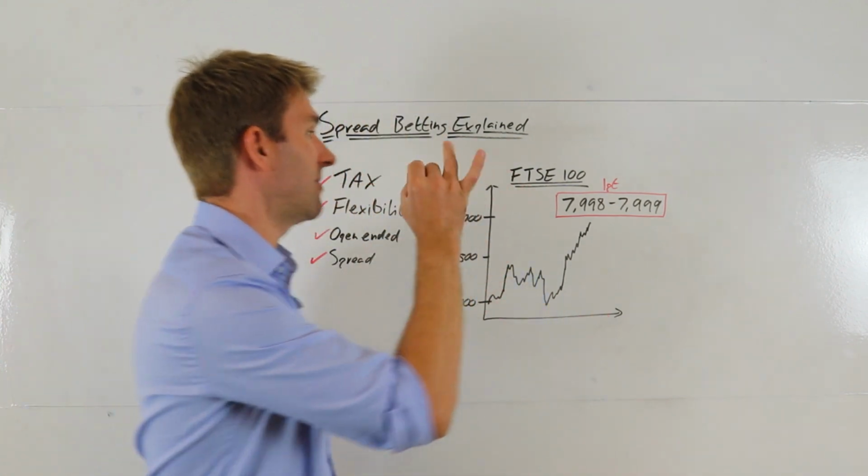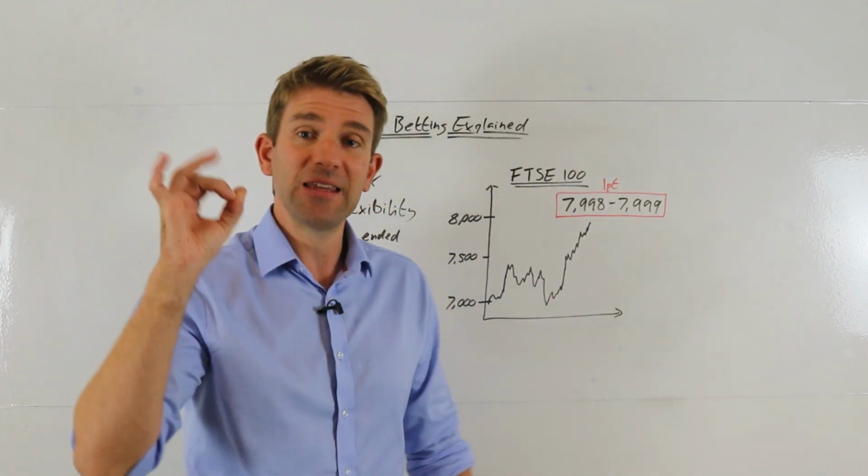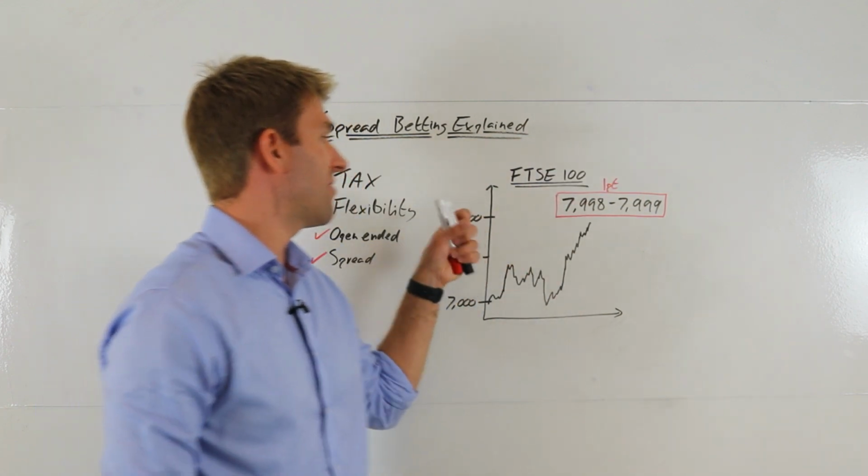So this is exactly what's happening with the spread betting brokers. They will quote what's called a price, and the difference between the two is a spread. FTSE 100, for example, let's say it's trading at 8,000.